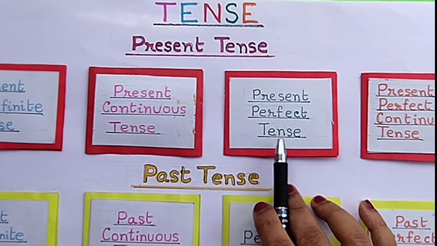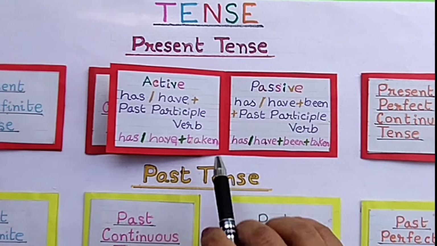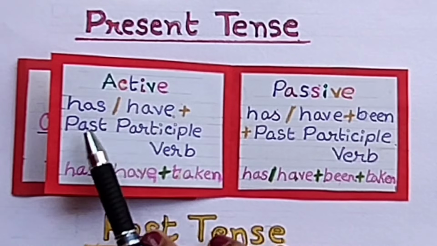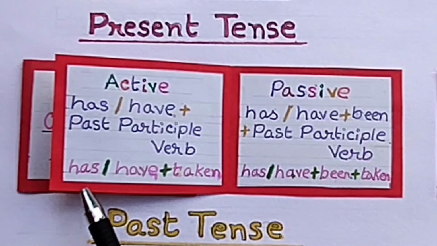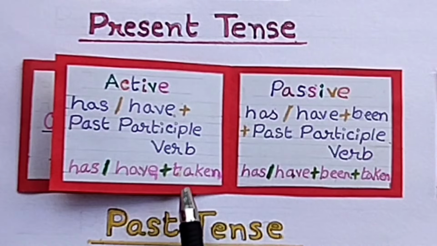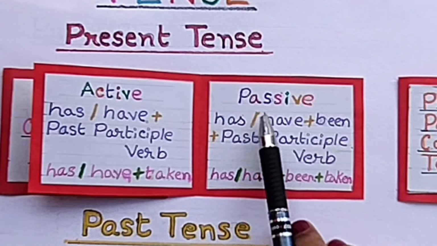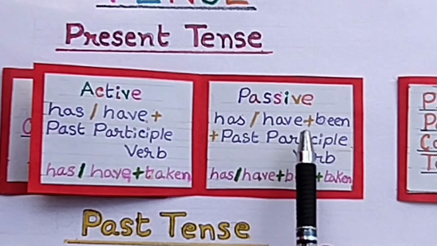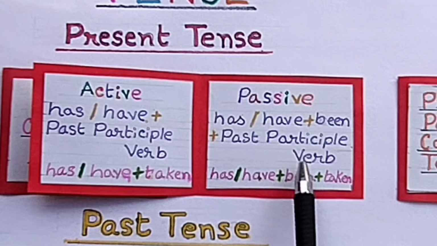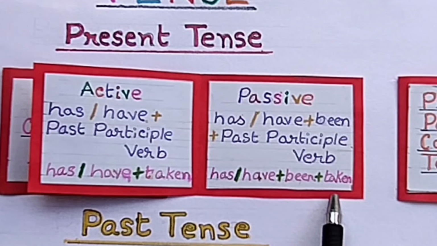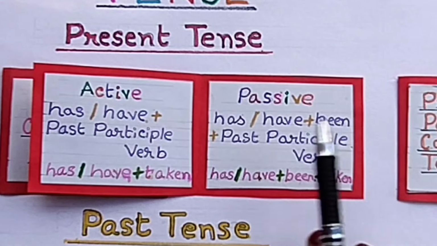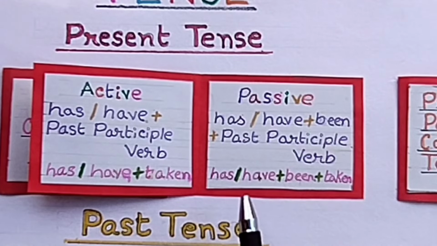Present perfect tense. Active voice: has or have plus past participle form of verb. Example, has or have plus taken. Passive form: has or have plus been plus past participle form of verb. Example, has or have plus been plus taken. Now, example of active voice, I have played the game. The example of passive voice, the game has been played by me.